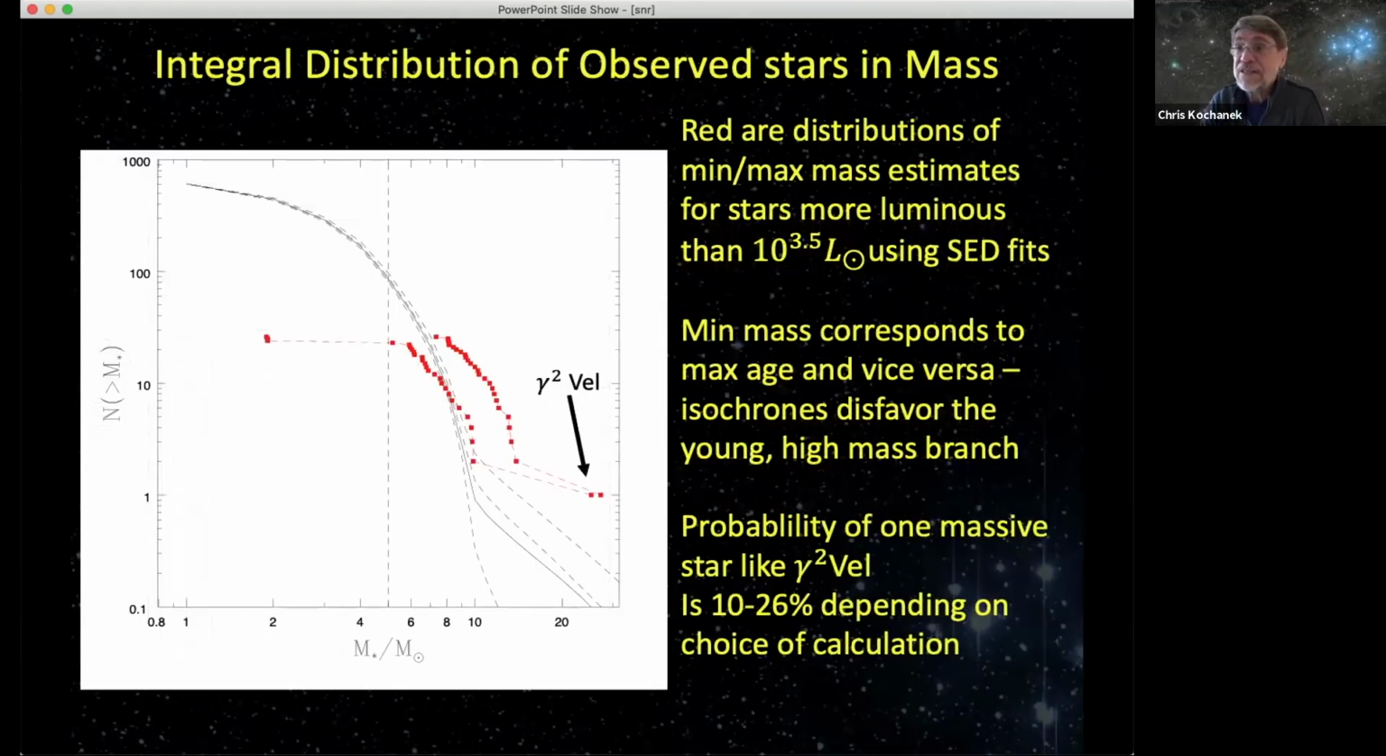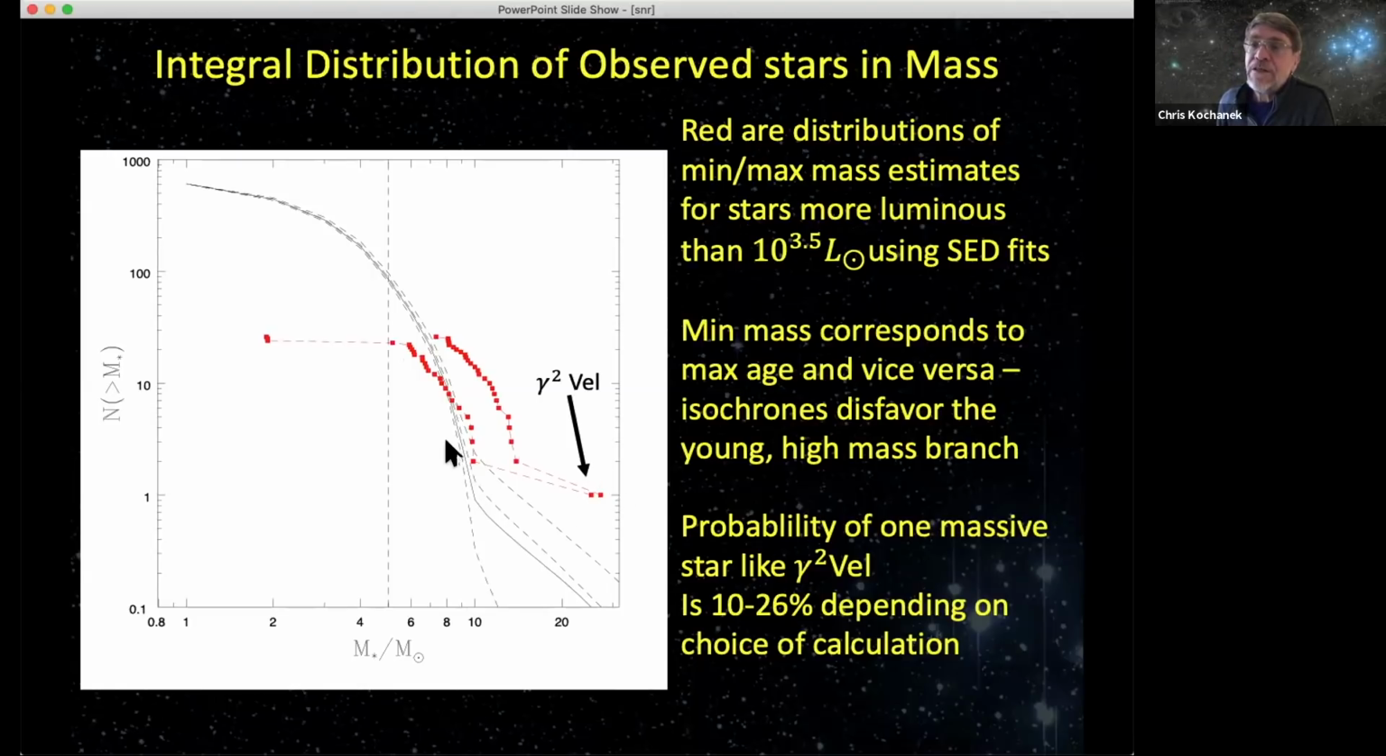You can ask how well you got the distribution in mass. So this is the distribution in mass from the CMD. I actually took all of the stars above 10 to the 3.5 solar luminosities and modeled them individually. And this is the integral distribution of the minimum allowed masses for them, the integral distribution of the maximum allowed masses. Here's our friend Gamma Vel sitting out here at the end again.